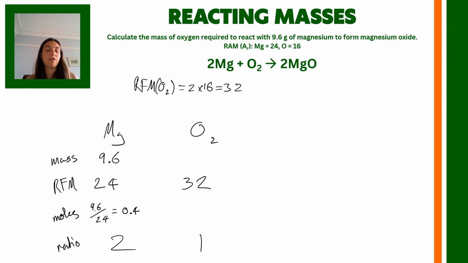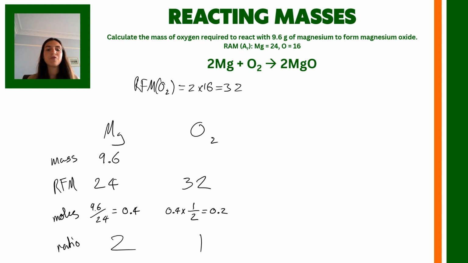Okay, next part of my question is to think about the number of moles of these two substances. So magnesium, remember, I've got my mass divided by my relative formula mass gives me my number of moles. 9.6 divided by 24 gives me 0.4. And now because I've got my ratio, for every 1 oxygen molecule, if I have 0.4 moles of magnesium, then I take 0.4 times a half, or 0.2 moles of oxygen. So see how those two numbers are still in a ratio of 2 to 1.